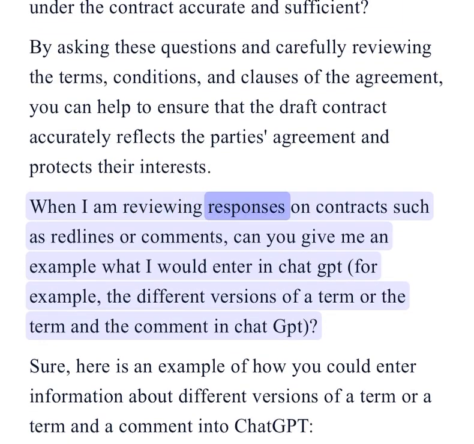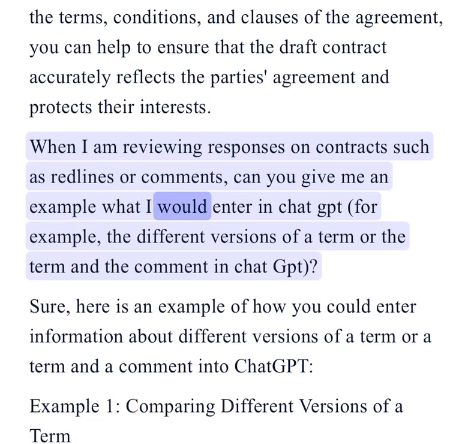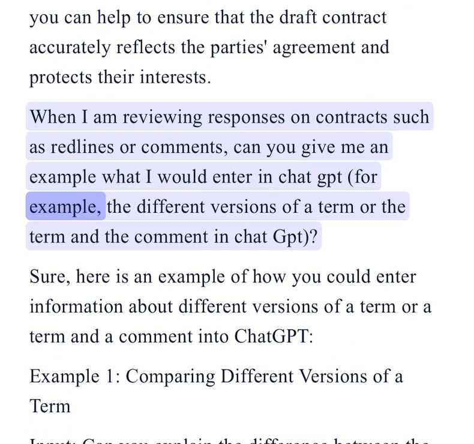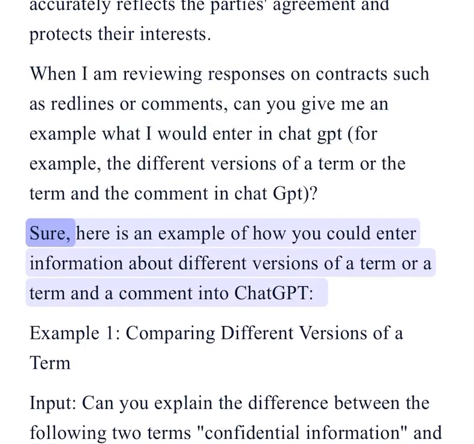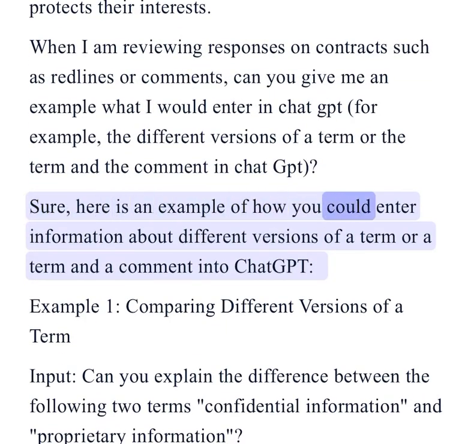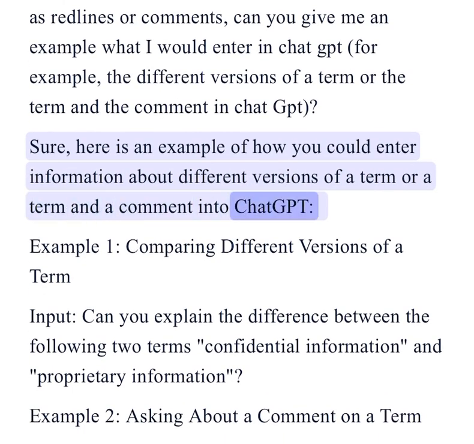When I am reviewing responses on contracts, such as red lines or comments, can you give me an example of what I would enter in ChatGPT, for example? The different versions of a term or the term and the comment in ChatGPT? Sure. Here is an example of how you could enter information about different versions of a term or a term and a comment into ChatGPT.